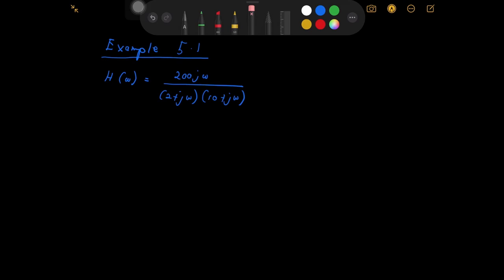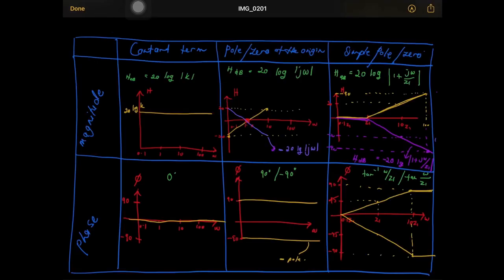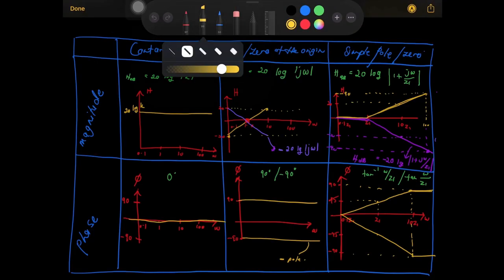Okay, for now we are going to continue with chapter 5, which is filter. This is the first exercise for chapter 5. Basically, when you are given a transfer function, you want to plot the transfer function, which is we're going to plot the magnitude and also phase of the transfer function.